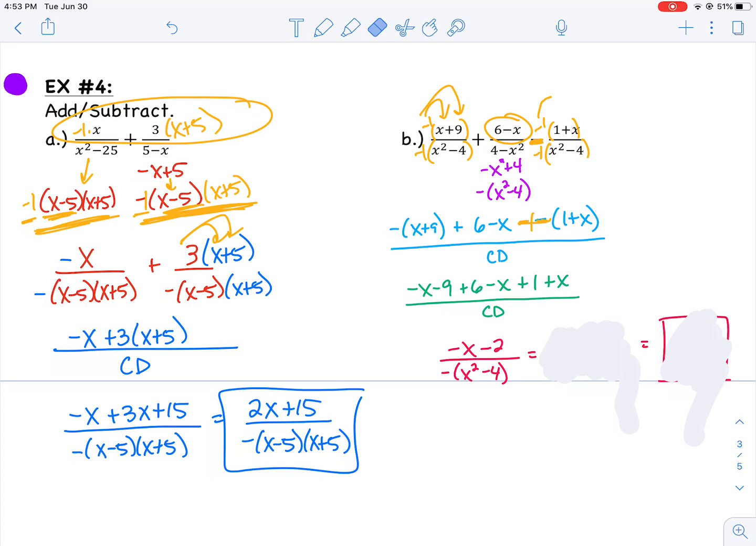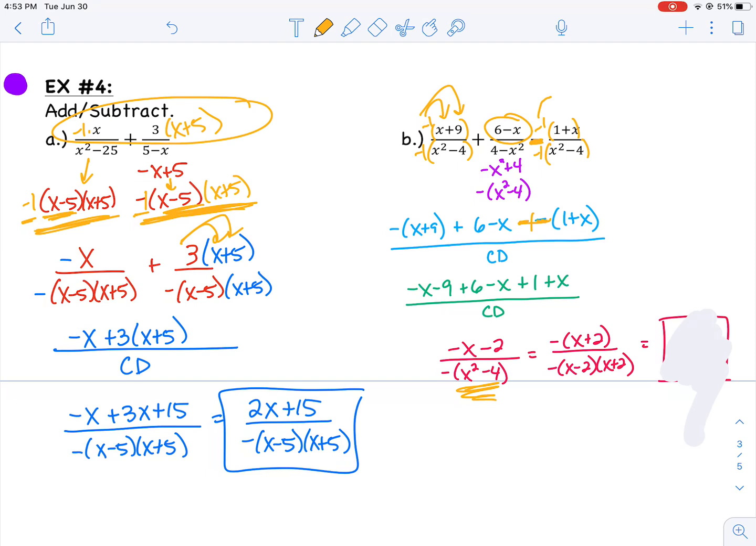But let's see if we can factor and simplify this a little bit more. It looks like in my numerator, can't I factor out a negative 1? When I do that, I end up with an x plus 2. And then look at the denominator. Isn't this a difference of squares? So I can also factor that a little bit more into an x minus 2 and an x plus 2.